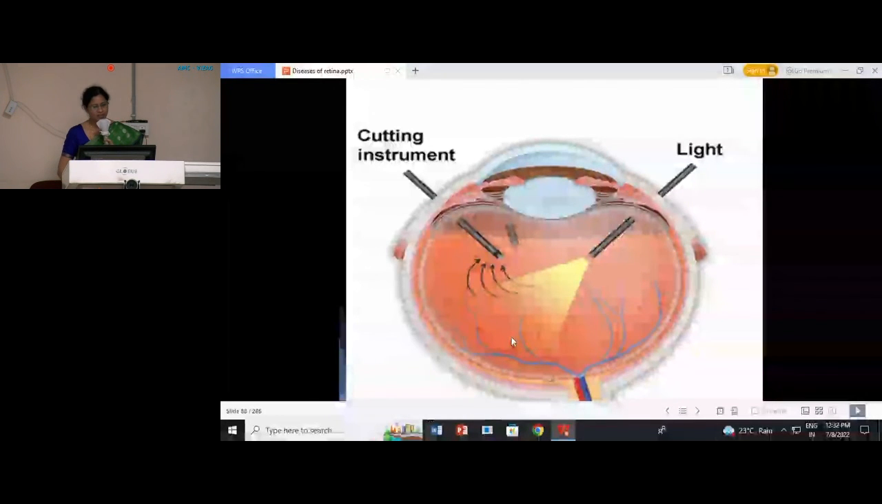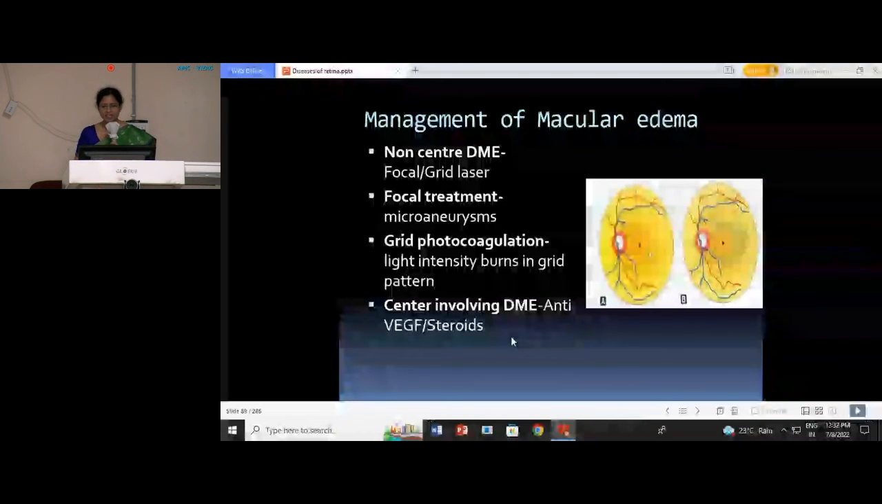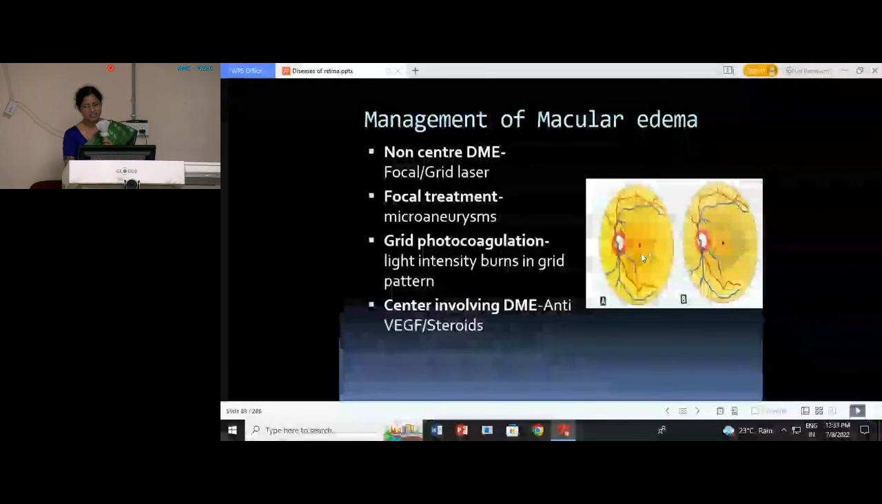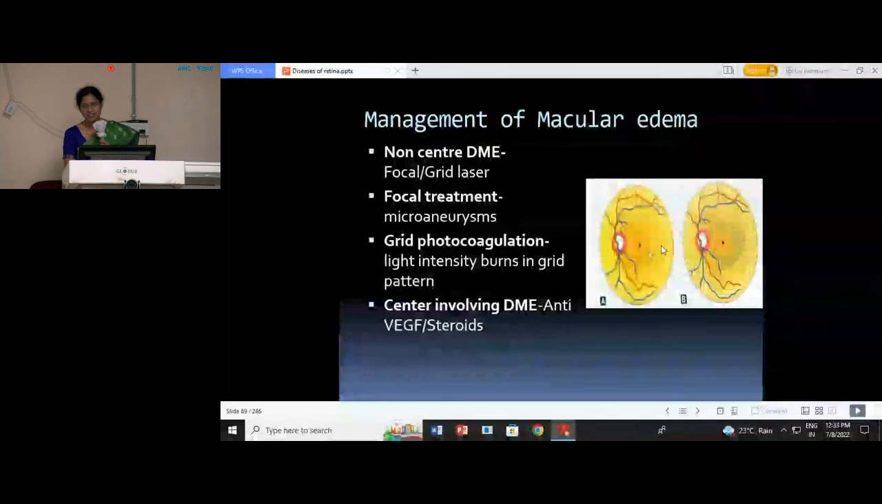So, management of macular edema. We have seen clinically significant macular edema. It may be focal, diffuse, or macular ischemia, or mixed. According to OCT, optical coherence tomography, the macular edema may be center involving or non-center involving. Are you able to see that? Here the center is not involved, it is away from the center. So we need to classify it as center involving or non-center involving.